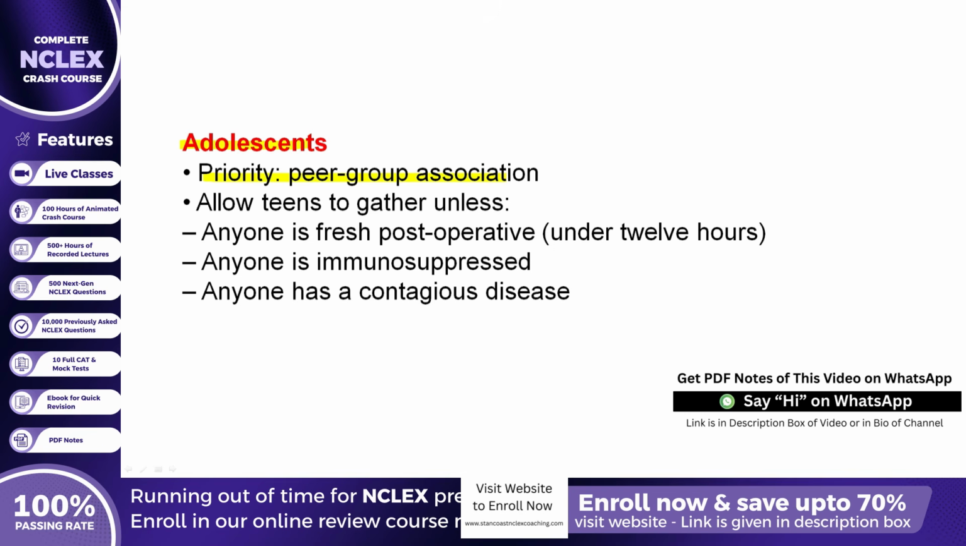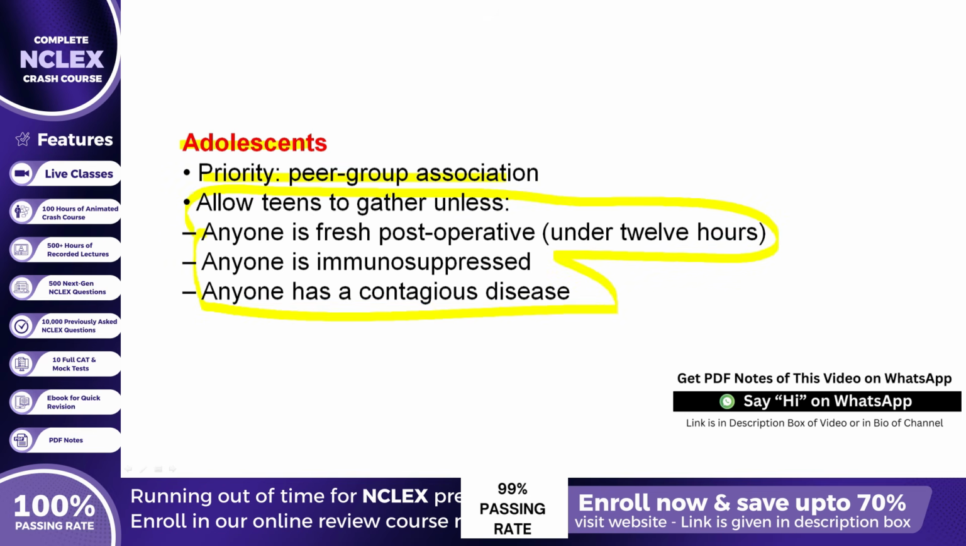Finally, when we discuss adolescence, the priority for this age group is peer group association. Because their social identity is strongly shaped by their friends, we should allow teens to gather unless someone in the group is fresh post-operative within 12 hours, or unless anyone is immunosuppressed, or unless anyone has a contagious disease.